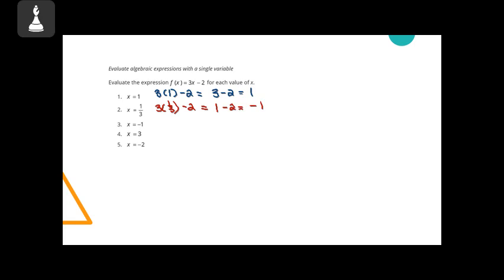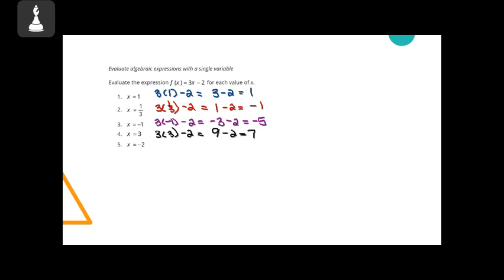Next, we want to plug in negative 1. So 3 times negative 1, and then subtract 2. Well, 3 times negative 1 is negative 3, minus 2 is going to give me negative 5. Next, plugging in 3. 3 times 3 minus 2. 3 times 3 is 9. 9 minus 2 is 7.